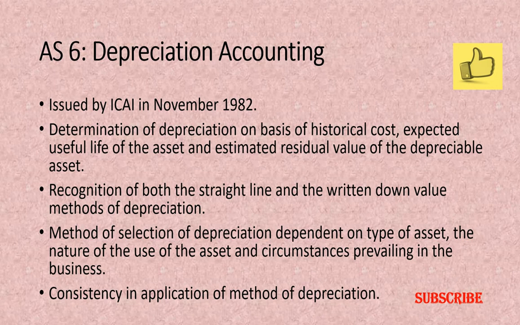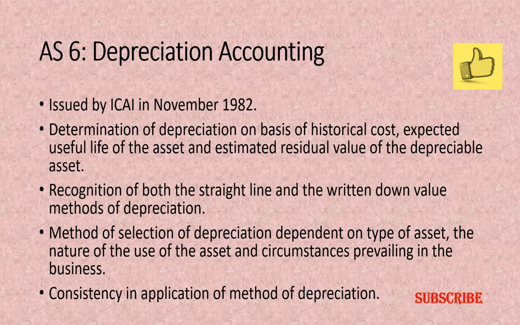The AS6 states that the amount of depreciation to be charged is determined on the basis of certain factors such as historical cost, expected useful life of the asset, and estimated residual value of the depreciable asset. Here the historical cost is nothing but the cost incurred in the past. In other words, it includes the purchase cost of the asset.